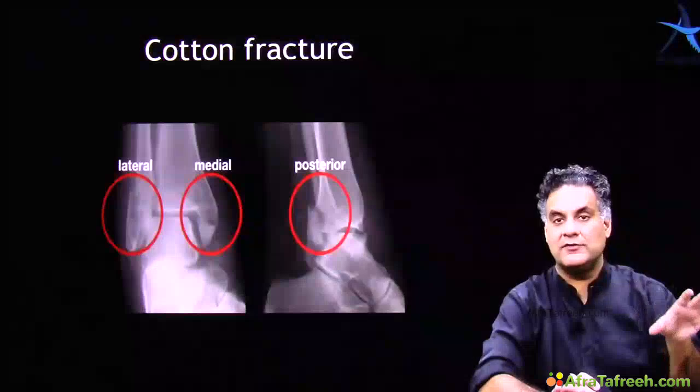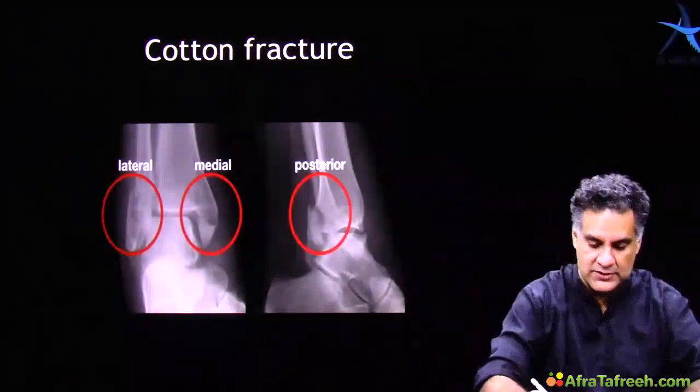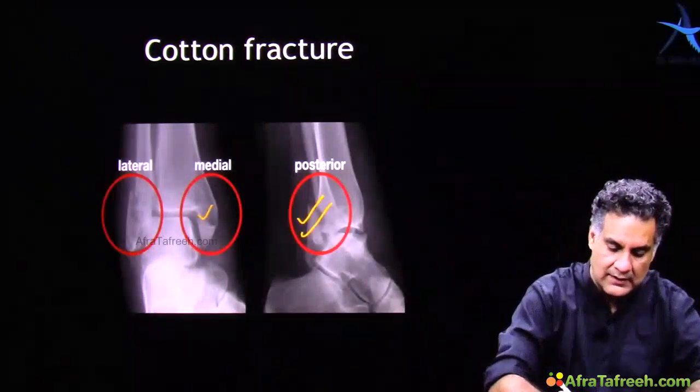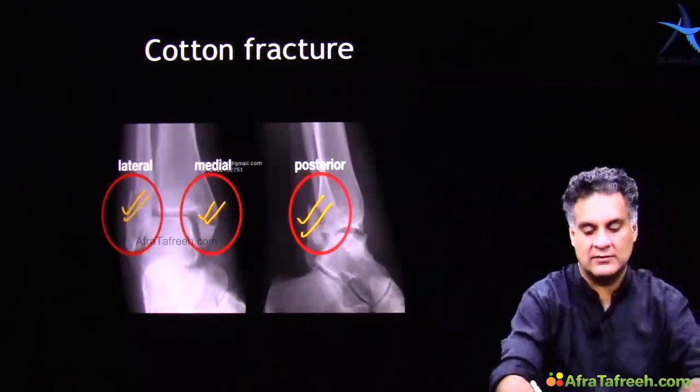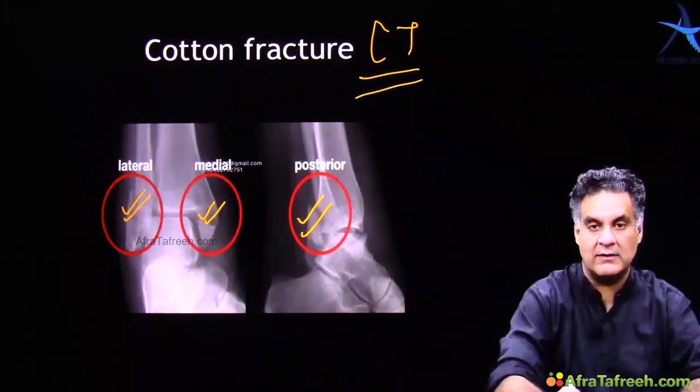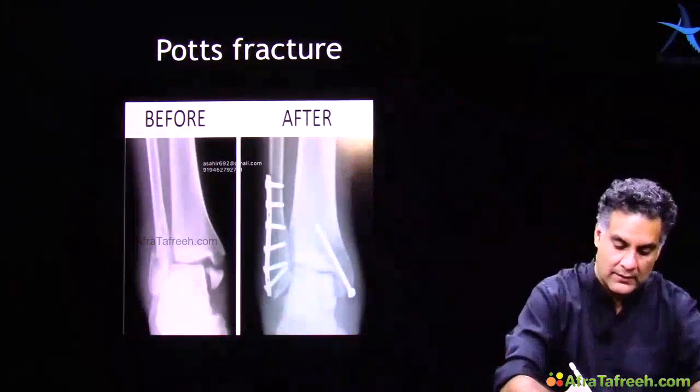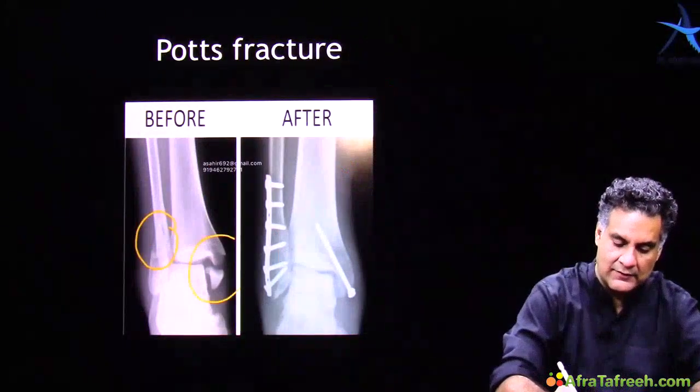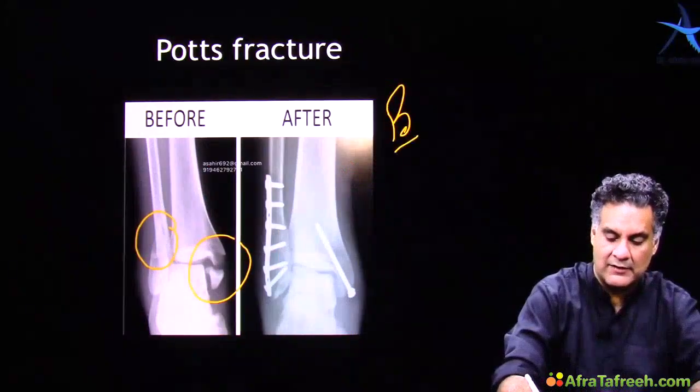Then you have the Cotton's fracture, involvement of the posterior malleolus, the medial malleolus, and the lateral malleolus. So CT, trimalleolar fracture, 3 malleoli. You have the Pott's fracture, the lateral malleolus and the medial malleolus fracture. So it is the bimalleolar fracture.